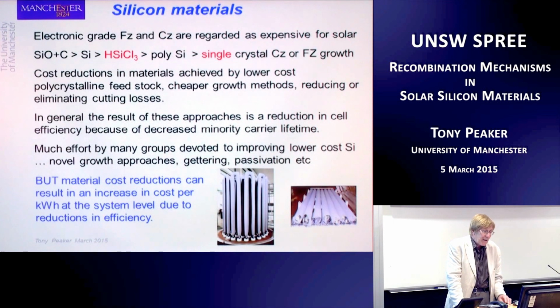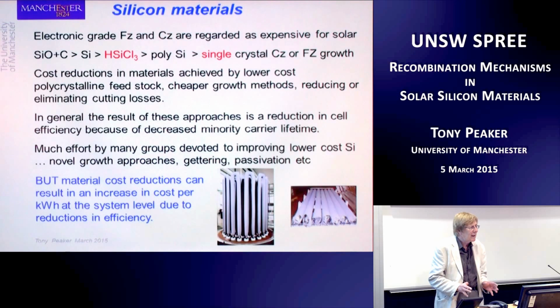So the concept is that electronic grade, float zone and Czochralski silicon is nearly perfect, with very, very few dislocations, very, very few defects, and almost no detectable electronically active metals in it. But it's generally regarded as too expensive for solar, and so people have worked very hard to try and produce material more cheaply, which is of good quality from a recombination point of view and from a structural point of view as well. And there are really two stages to that.